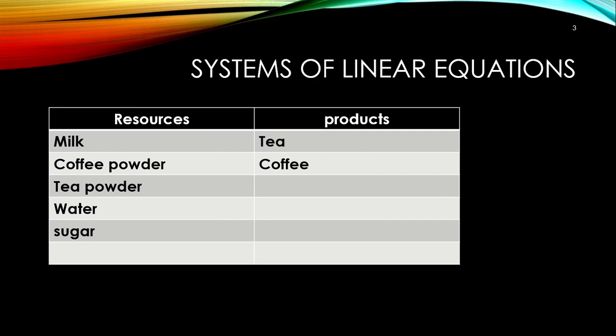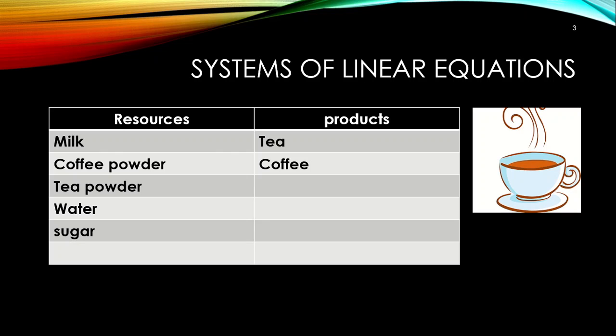Consider we have some resources and we want to produce some products out of these resources. For simplicity, I have taken the products as tea and coffee, and the resources are, as you all know, milk, coffee powder, tea powder, water, and sugar. These are the resources I have taken to produce the tea and coffee.